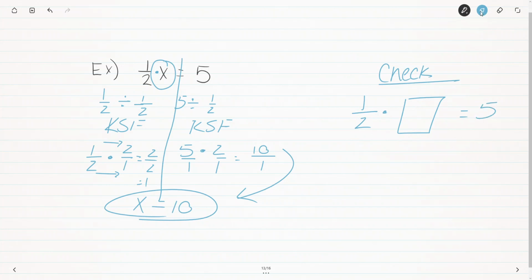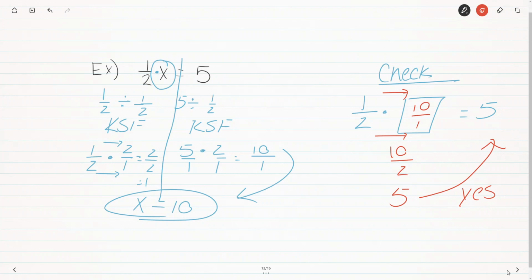Well, we said the blank in our case was 10. Fraction times a whole number, whole numbers go over 1. 1 times 10 is 10. 2 times 1 is 2. And then finish it. 10 divided by 2 is 5. And that worked because I was supposed to get 5. So yes, this one worked.